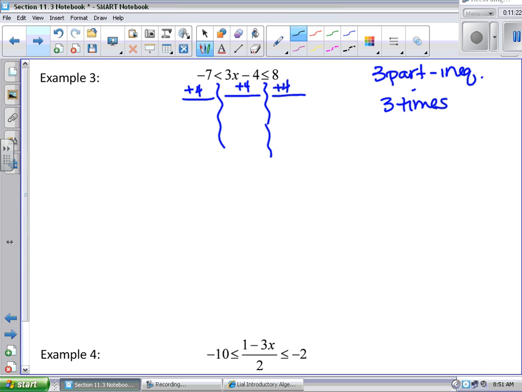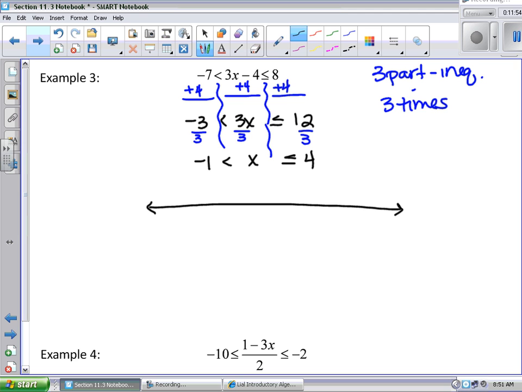So negative 7 plus 4 is negative 3, is less than 3x, is less than or equal to 8 plus 4 is 12. To get x by itself in the middle, we then divide by 3. Negative 3 over 3 is negative 1, is less than x, is less than or equal to 4. I have x by itself in the middle. Now I can draw my graph.